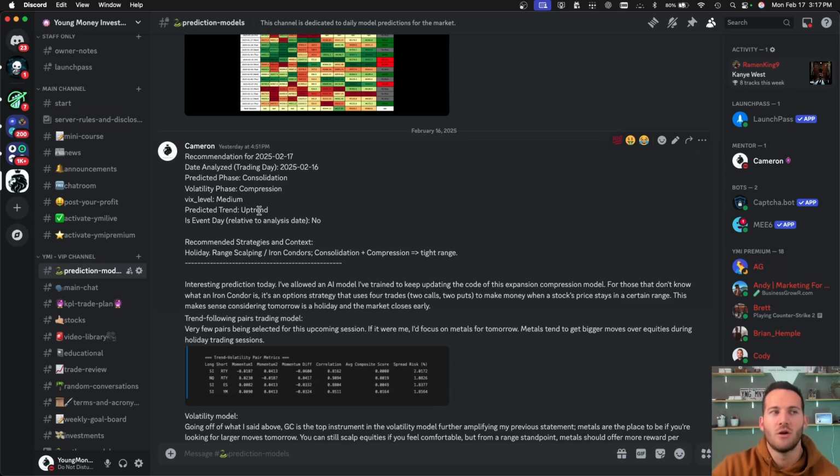And then predicted trend. The market, the overall trend was uptrend. This means that, again, the market is more likely and has a larger propensity to move higher. But if there is some sort of compression or consolidation in there, we're going to get some pullbacks during that session. It should be range bound. And that is exactly what we got today.